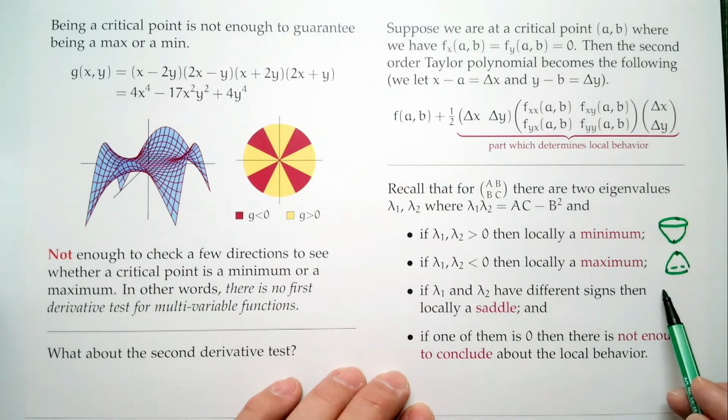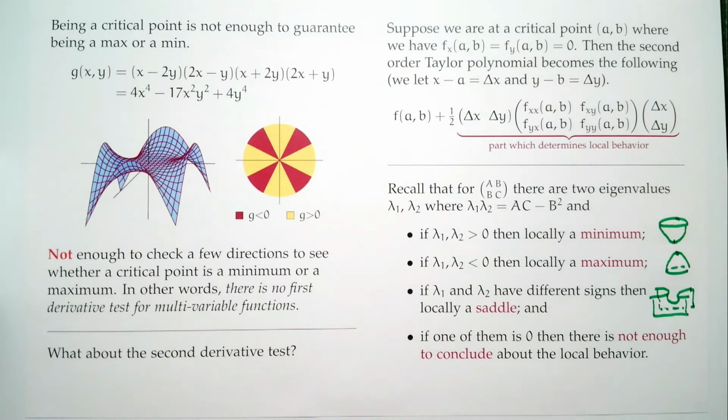If they had different signs, then in one direction it looks like we're going up, and in a different direction it looks like we're going down, and that was the shape that we called a saddle. And then, the last thing is if one of them were 0, then we have no idea what's going on. So this is really just a nice generalization of what we did with the second derivative test, because we're saying, okay, let's look at our behavior from our second order terms. And so, we have the following.